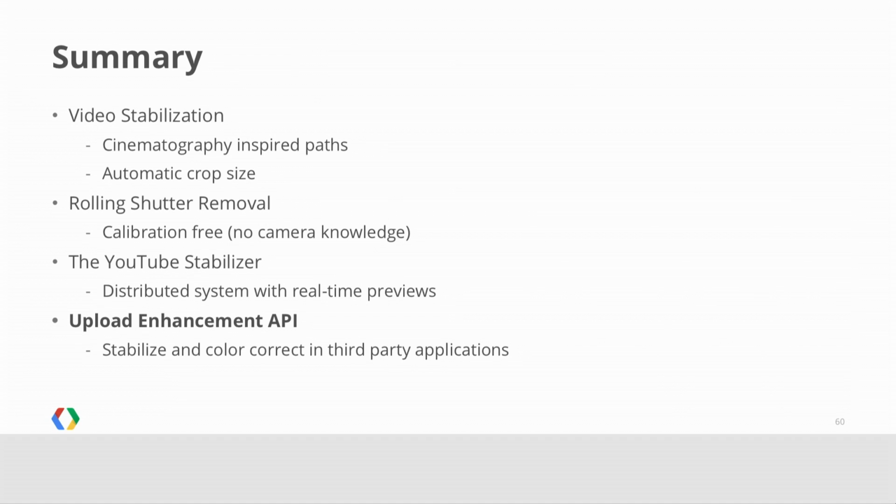And with that, it's the end of our talk. So just to summarize, we talked about the video stabilization technology, which compensates for a lot of the common problems with casual video, including rolling shutter. And then the Enhancement API, which allows developers to add these corrections right in the applications.